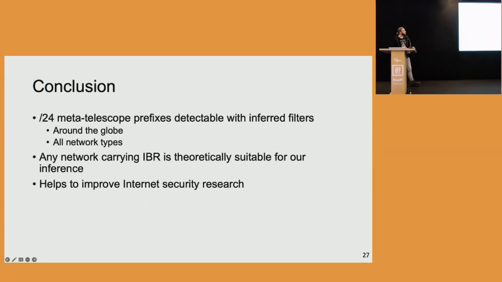In conclusion, we found that there are lots of /24 blocks inferable as so-called meta telescope prefixes around the globe in all network types. And as I said, the inference that we presented is basically applicable to any kind of network that is somewhere in the background and in the backbone of the internet, that is carrying IBR, internet background radiation. And with all of those insights, whoever is interested in leveraging some of these, this helps to improve internet security research overall.